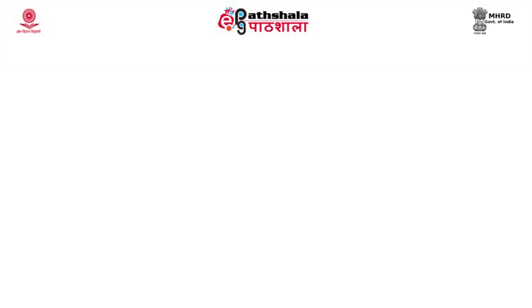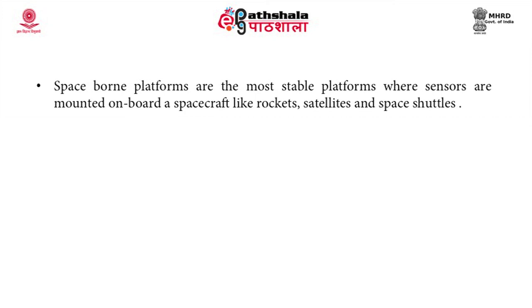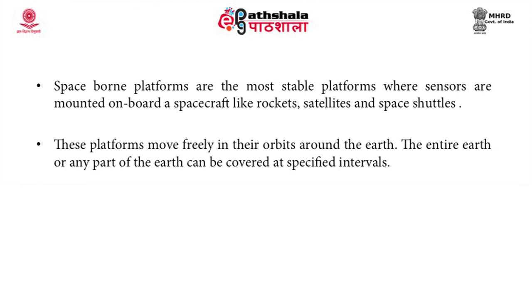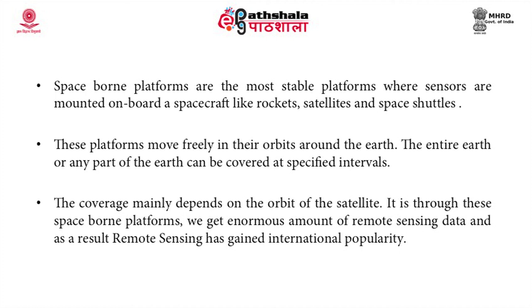Spaceborne platforms are the most stable platforms, where sensors are mounted on board a spacecraft like rockets, satellites and space shuttles. These platforms move freely in their orbits around the Earth. The entire Earth or any part of the Earth can be covered at specific intervals. The coverage mainly depends on the orbit of the satellite. It is through these spaceborne platforms that we get an enormous amount of remote sensing data, and as a result, remote sensing has gained international popularity. Essentially, these are satellite platforms which are of two types, manned and unmanned satellite platforms.